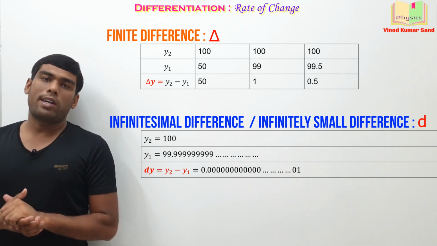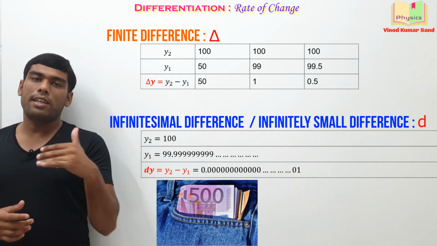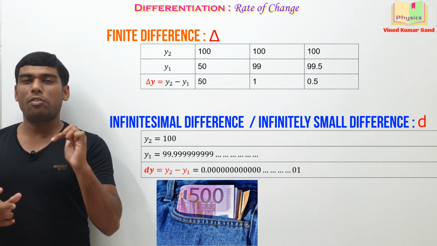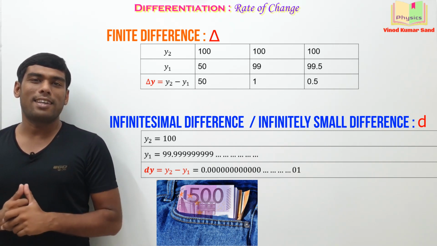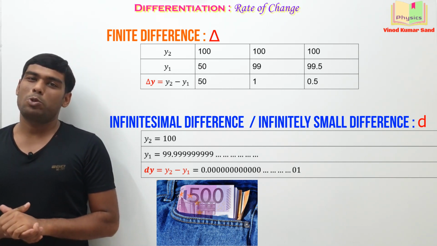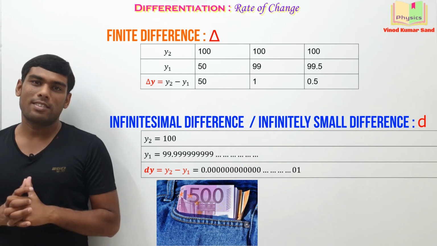Suppose you get some pocket money and every year your parents enhance your pocket money. So the difference in your pocket money year by year is finite or infinitely small? Post your answer in comment box.